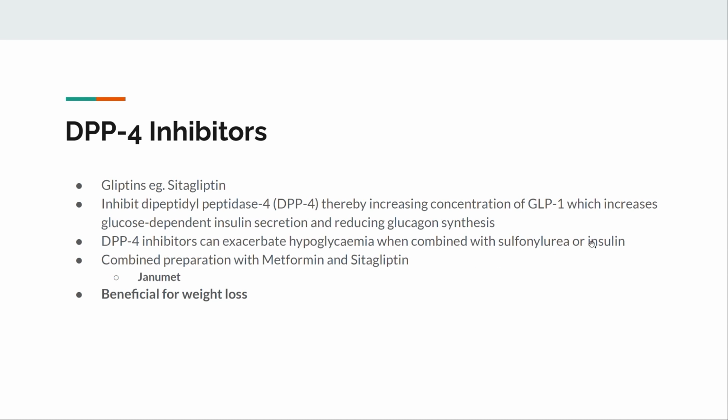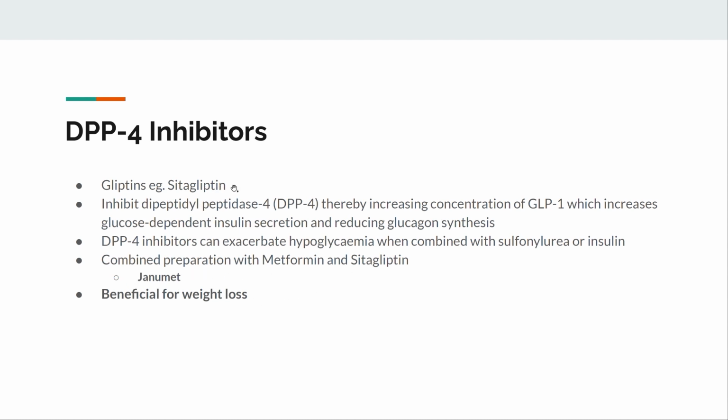If you combine it with a sulfonylurea or insulin, it can make hypoglycemia worse, and this is because DPP-4 inhibitors reduce glucagon synthesis, which means there's no stimulus for the liver to produce glucose. So if the sulfonylurea drops your glucose, you'll then dampen the response via glucagon. It can be combined with metformin as Genumet, which is available on the PBS, and it's beneficial for weight loss.